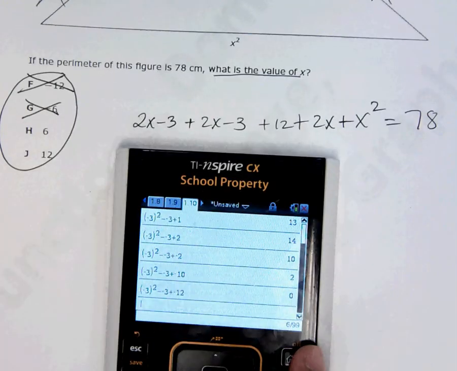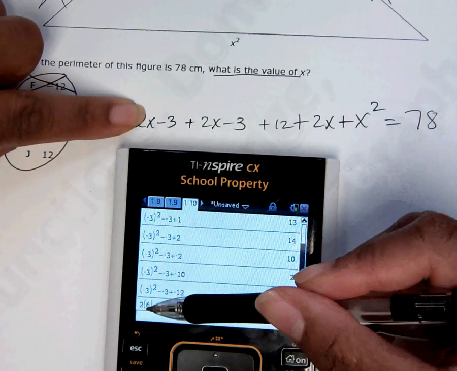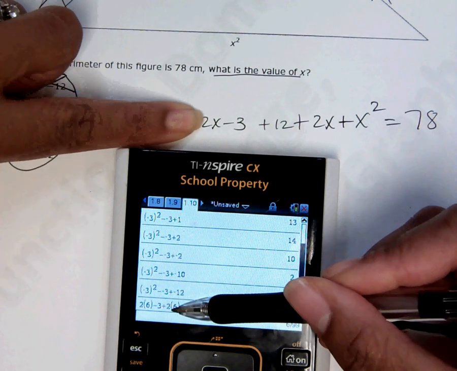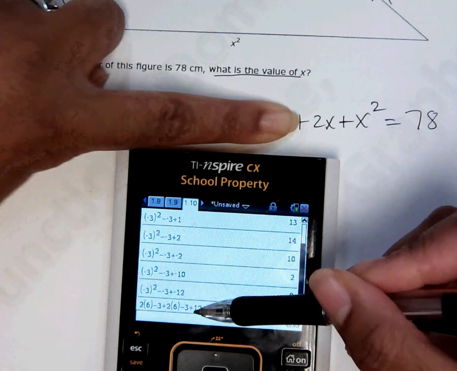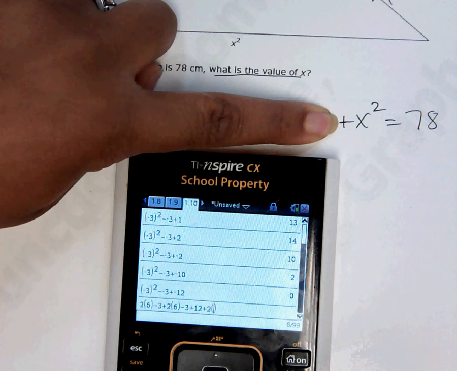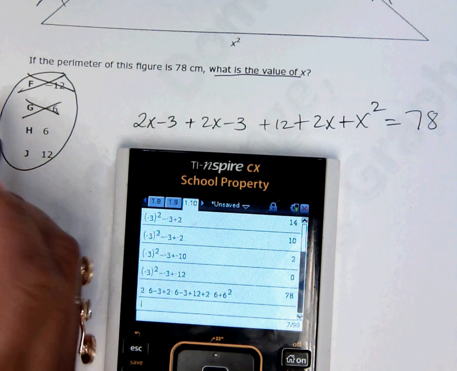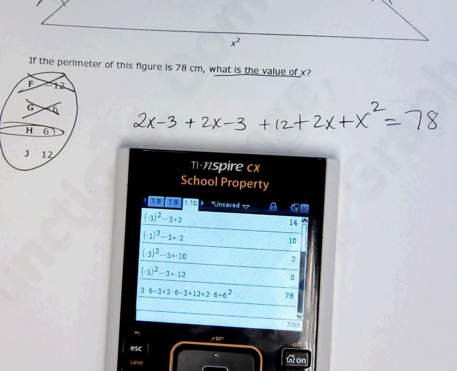So let's type in 2 times 6 minus 3 plus 2 times 6 minus 3 plus 12 plus 2 times 3. Let me check my work. 2 times 6 minus 3, got that one. 2 times 6 minus 3, got that one. Plus 12, got that one. Plus 2 times 3, got that one. And that should say 6. See why I went back and checked it? Plus 6 squared. And I'm trying to get 78. Got it! Okay, so the answer is H.